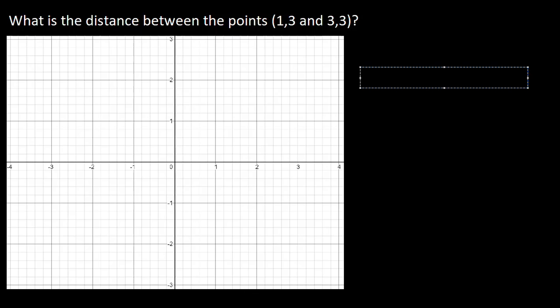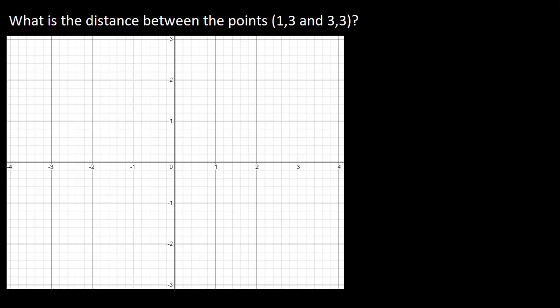mathematics video. And in this video I want to answer a question and start talking about this idea of distance. Specifically, I want to look at how we can calculate the distance between points when we know that the points are equal in the y-axis. So this means that the x values are different, but the y values are the same. And I think it's best to do this by looking at an example.